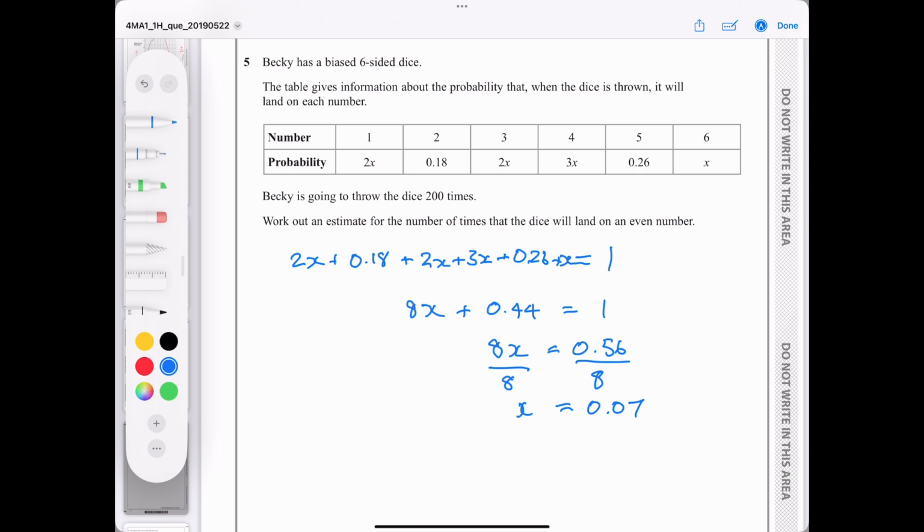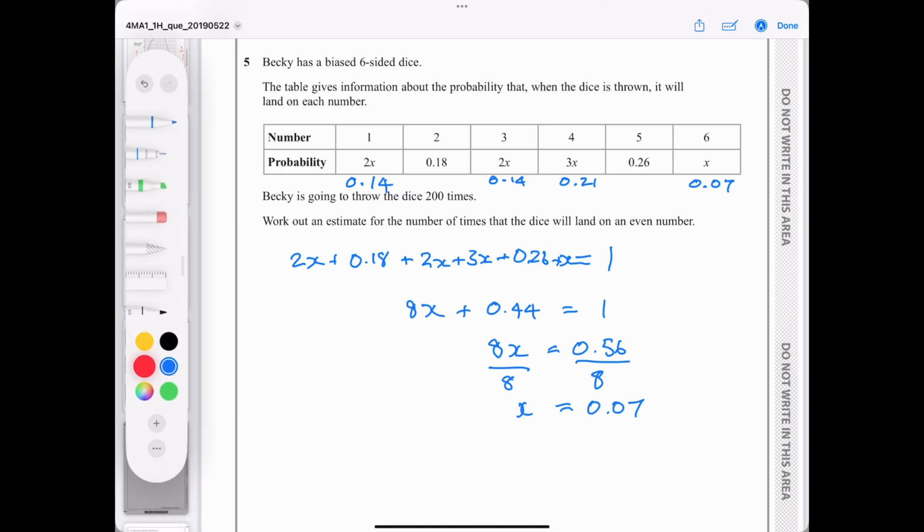Now, if I was being really thorough, I would then fill this in. So this was 0.14, etc. I'm not sure you need to. Oh, no, you really do. So that's 0.14, this is 0.21, and this is 0.07. Now, work out an estimate for the number of times the dice will land on an even number.